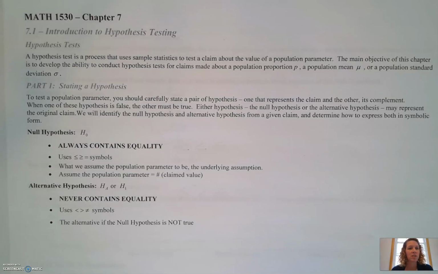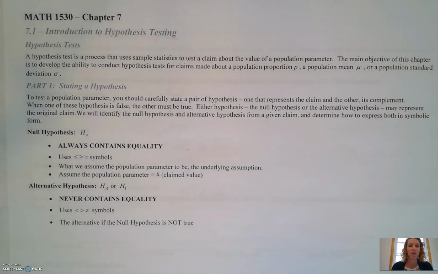So part one is stating a hypothesis. To test a population parameter, we need to carefully verify or state a pair of hypotheses, one that represents a claim and the other its complement. When one of these hypotheses is false, the other must be true. Either hypothesis, the null or the alternative, may represent the original claim. We will identify the null and the alternative hypothesis from the given claim and determine how to express both in symbolic form.